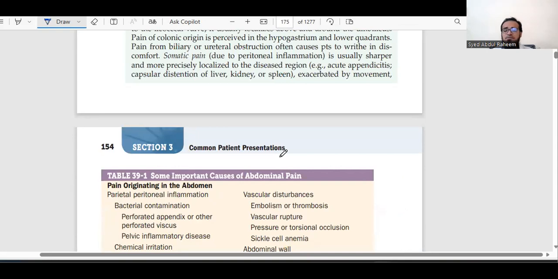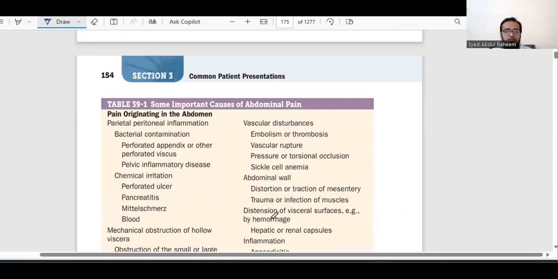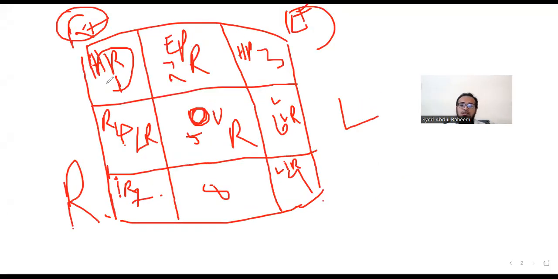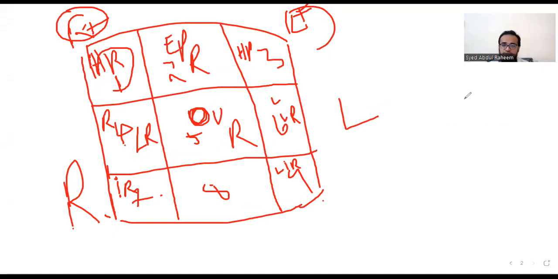Let's see the different organs which are situated in that area. If you see the right hypochondriac region, we have the liver, the main organ. We will talk only about the liver. In the epigastric region, we have the esophagus. In the left hypochondriac region, we have the stomach.